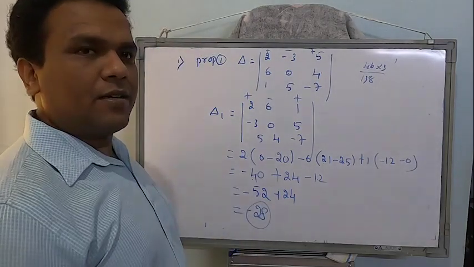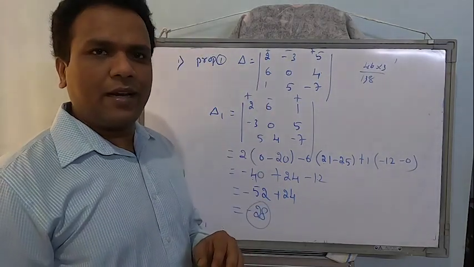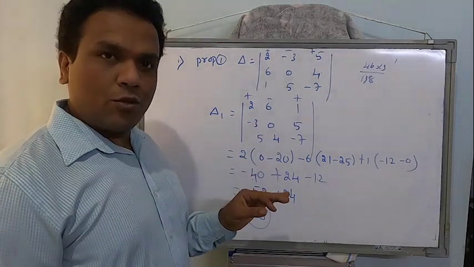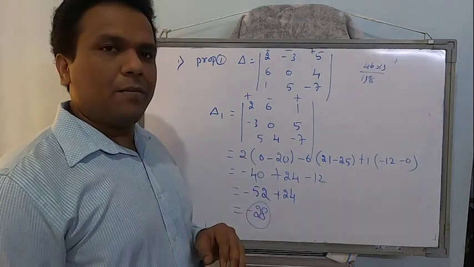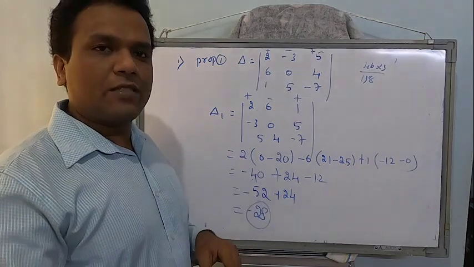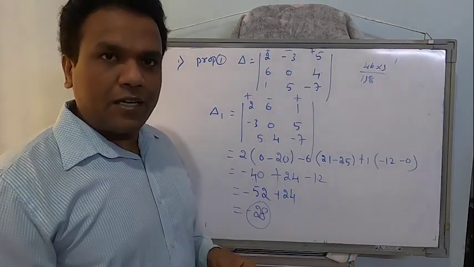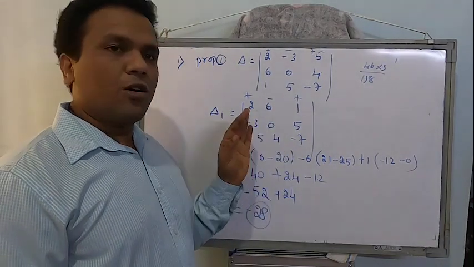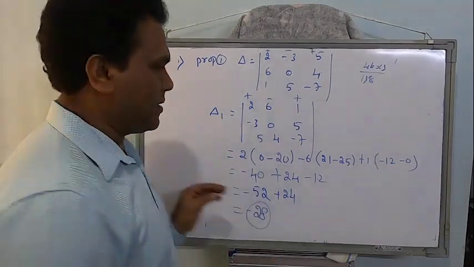So with direct expansion we got minus 28, and after interchanging all the rows and columns, the value still remains minus 28. So that's the verification of property number 1. The value of the determinant remains the same if you are interchanging all the rows and columns of a given determinant.